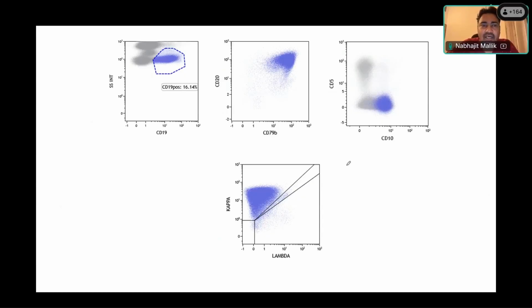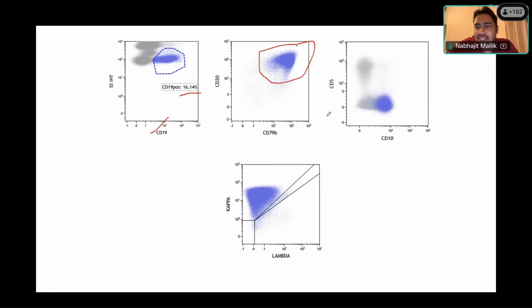And this is what is there. We are getting a CD19 positive cluster. We have around 16.1% CD19 positive cells, which is very, very high, right? Normally your CD19 positive cells should be less than 4 to 5% of all the bone marrow cells. So this is definitely increased. These are nicely positive for both CD20 and CD79B. You can see both CD20 and 79B positive.